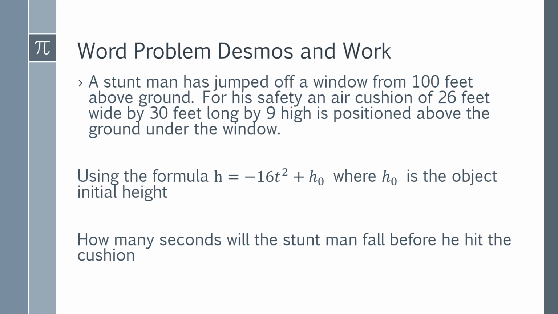All right, here's a word problem for you to try out too. So a stuntman has jumped off a window 100 feet above ground. For his safety, an air cushion 26 feet wide by 30 feet long by 9 feet high is positioned above the ground under the window. So using a formula where h of 0 is the object's initial height, how many seconds would the stuntman fall before he hit the ground, hit the cushion?